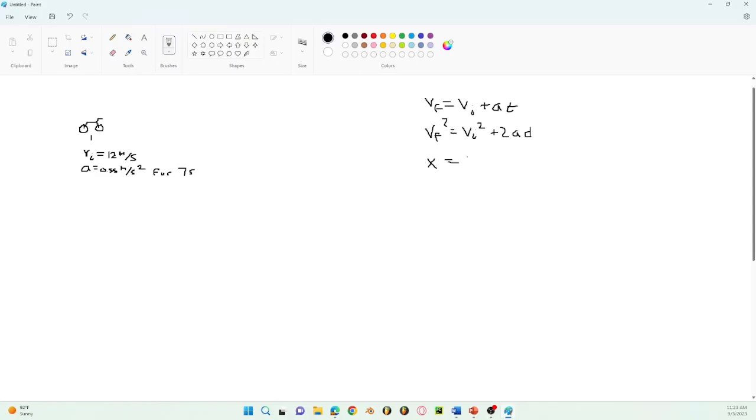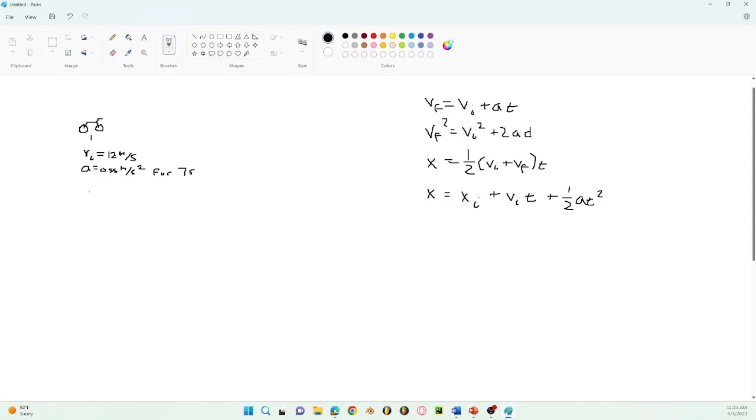x is equal to 1/2 of initial velocity plus final velocity times time, and then x is also equal to the initial position plus initial velocity times time plus 1/2 acceleration times time squared. Okay, so what are we looking for here?